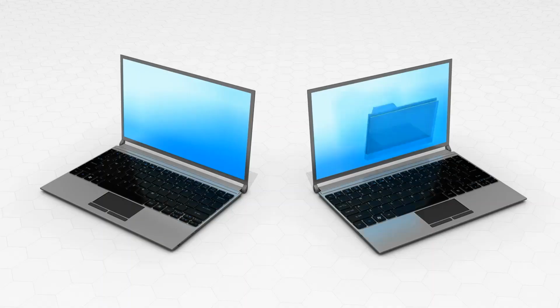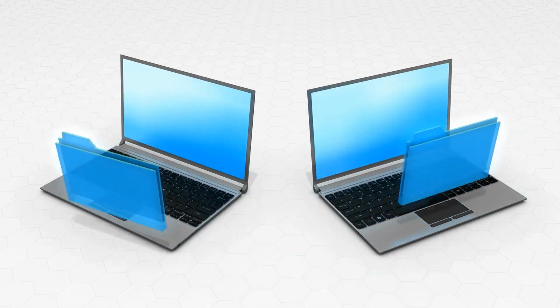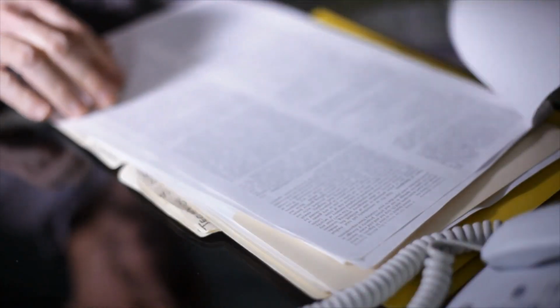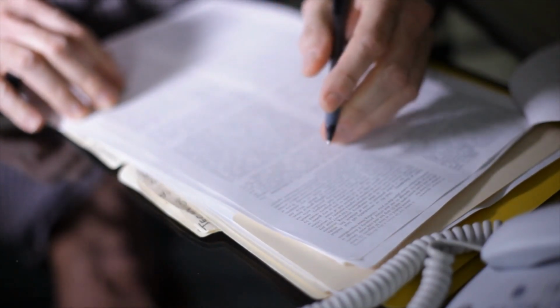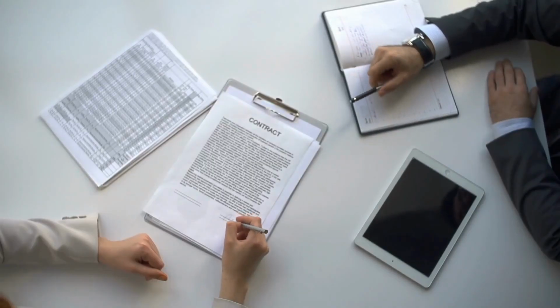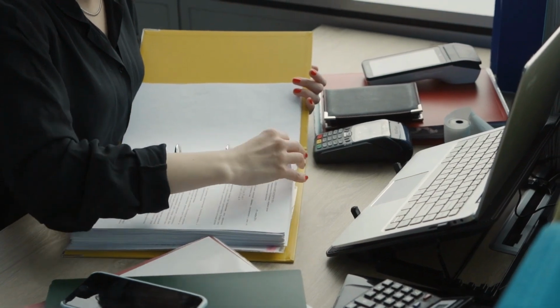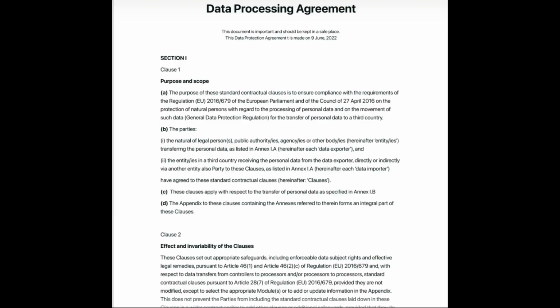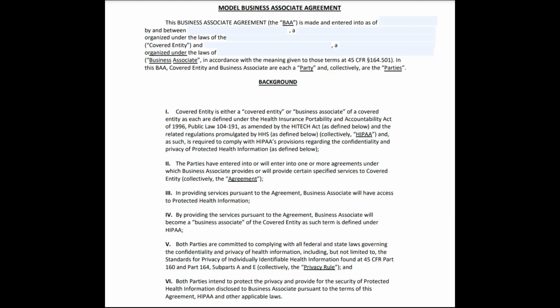Data transfer. Review international data transfer mechanisms, such as standard contractual clauses, SCCs, or binding corporate rules, BCRs, for transferring data outside the EU. Vendor management. Review contracts with data processors to ensure they are GDPR compliant. Establish data processing agreements, DPAs, and business associate agreements, BAAs, with third-party vendors.